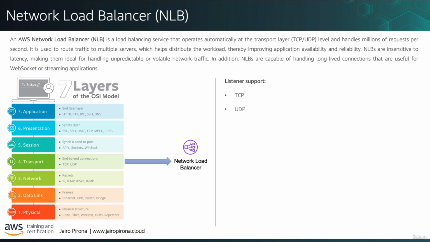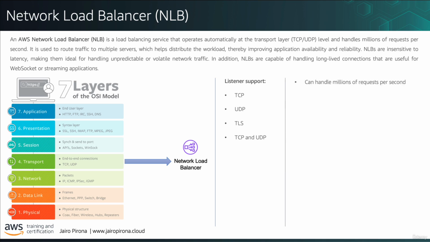Network load balancer listeners support TCP, UDP, and TLS. So, it can load balance incoming connections using these protocols. You can also load balance TCP and UDP connections on this same port number. This is useful for load balancing protocols such as DNS, or domain name system, that use both TCP and UDP on the same port number.